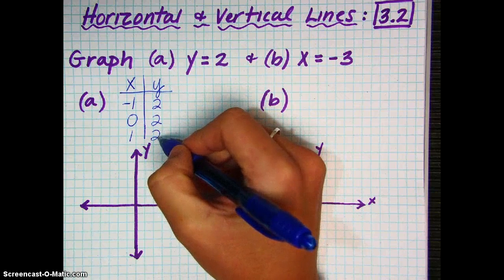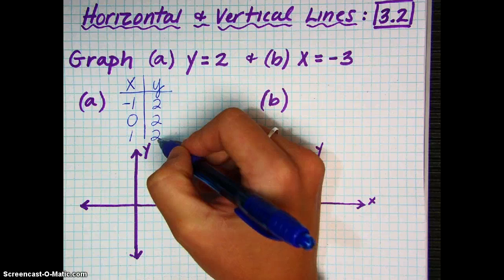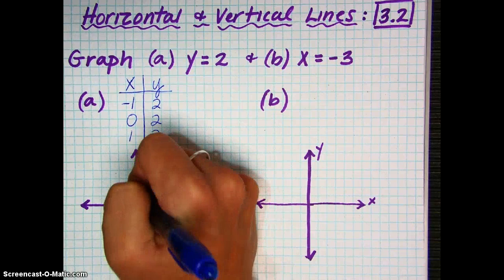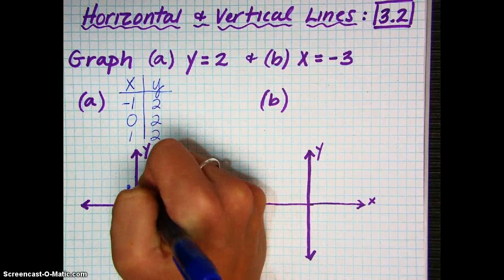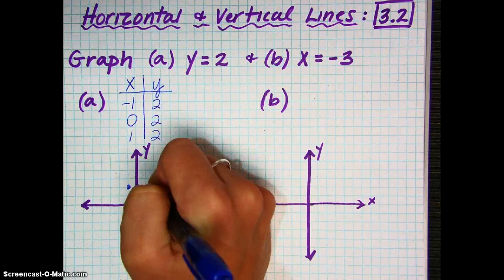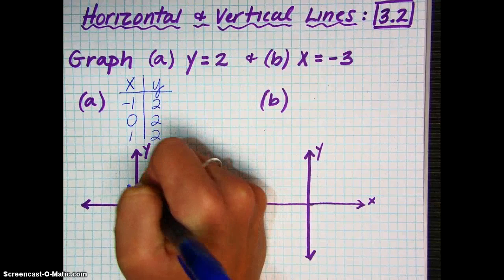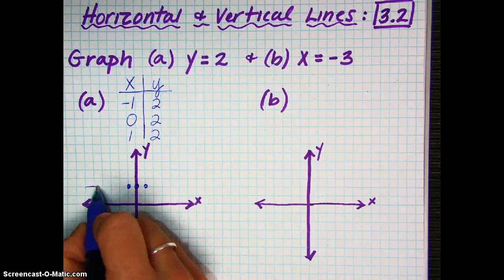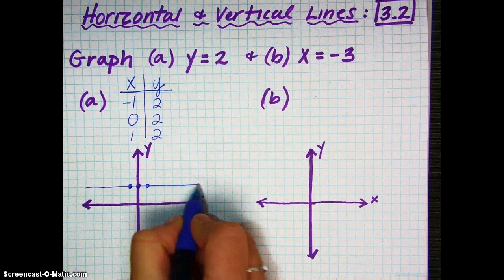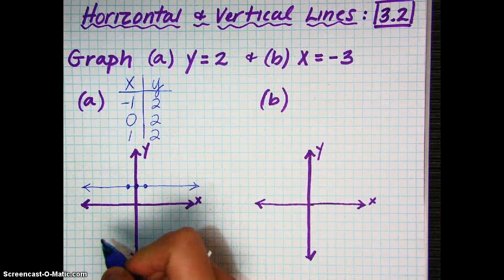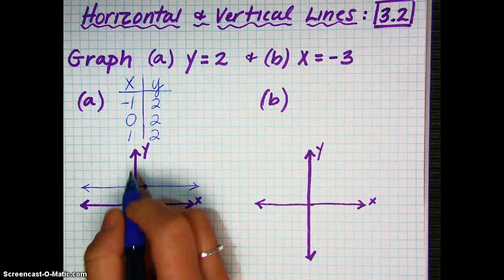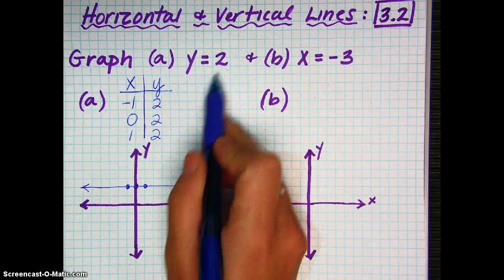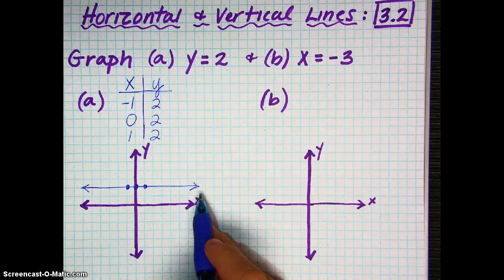All of these points are solutions of the equation, and therefore when we plot them on the coordinate plane, the point negative 1, 2, or the point 0, 2, which is here, or the point 1, 2, all of those points are solutions of the equation, and any point actually lying along this line is also a solution of the equation. So anytime you have a y equals some number equation, it's always going to result in a horizontal line.